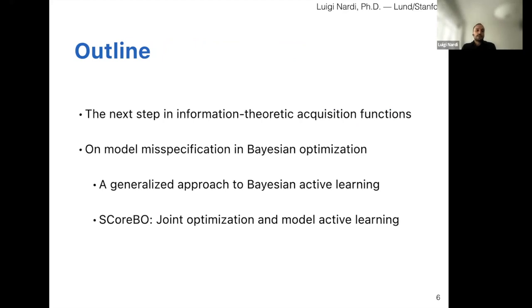The outline of the talk is mainly divided into parts. In the first part, we'll talk about the next step in information-theoretic acquisition functions, a new method that we introduced recently at NeurIPS last year. The limitations of this new method lead naturally to the second part of the talk, which is the fact that these methods are prone to model misspecification. I will talk about that as an intermediary point.